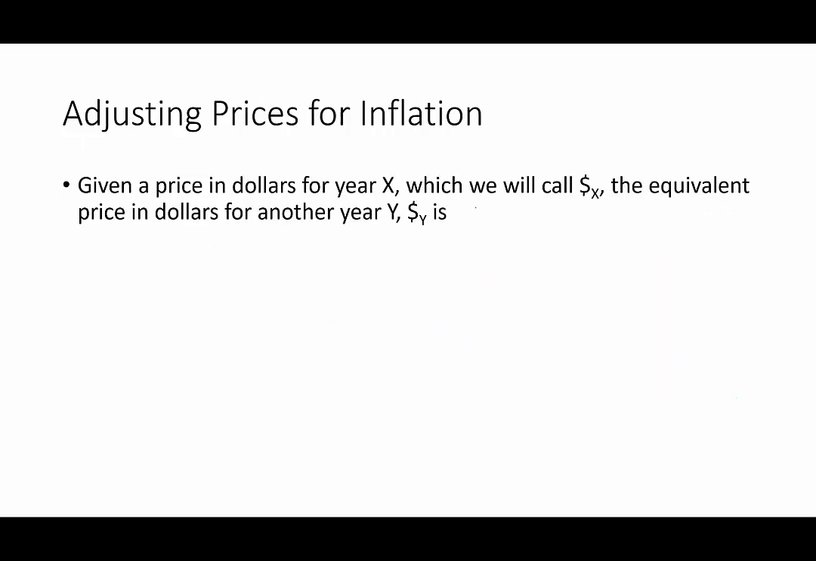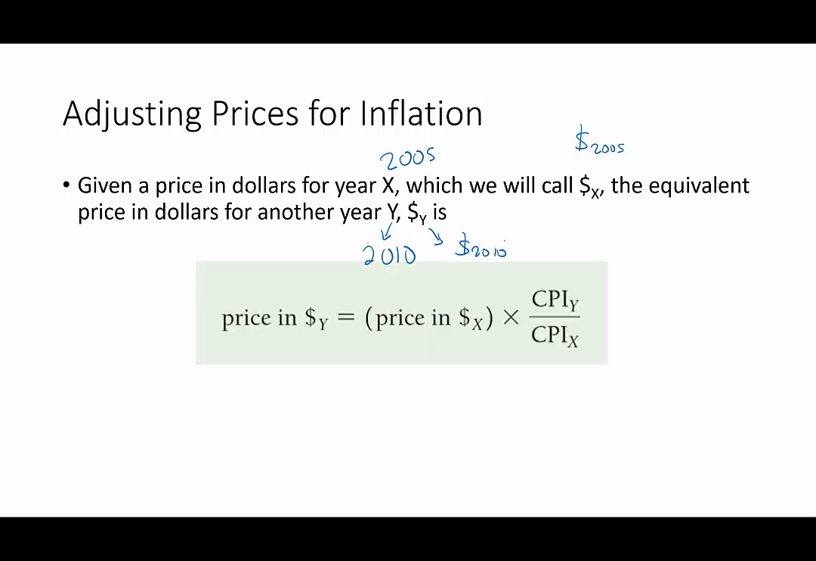Okay, so let's look at a formula we can use for adjusting prices for inflation. And this little part looks a little scary, but it's really not that bad. Given a price in dollars for year X, we can just call X 2005 or whatever year, which we'll call dollars in that year. So this is our $2005. Notice the dollar sign is the normal size, 2005 is a subscript. The equivalent price in dollars for another year, so let's say we want to actually look at what that should have been in 2010, so we want to look at this as a 2010 dollar, we would use this formula.